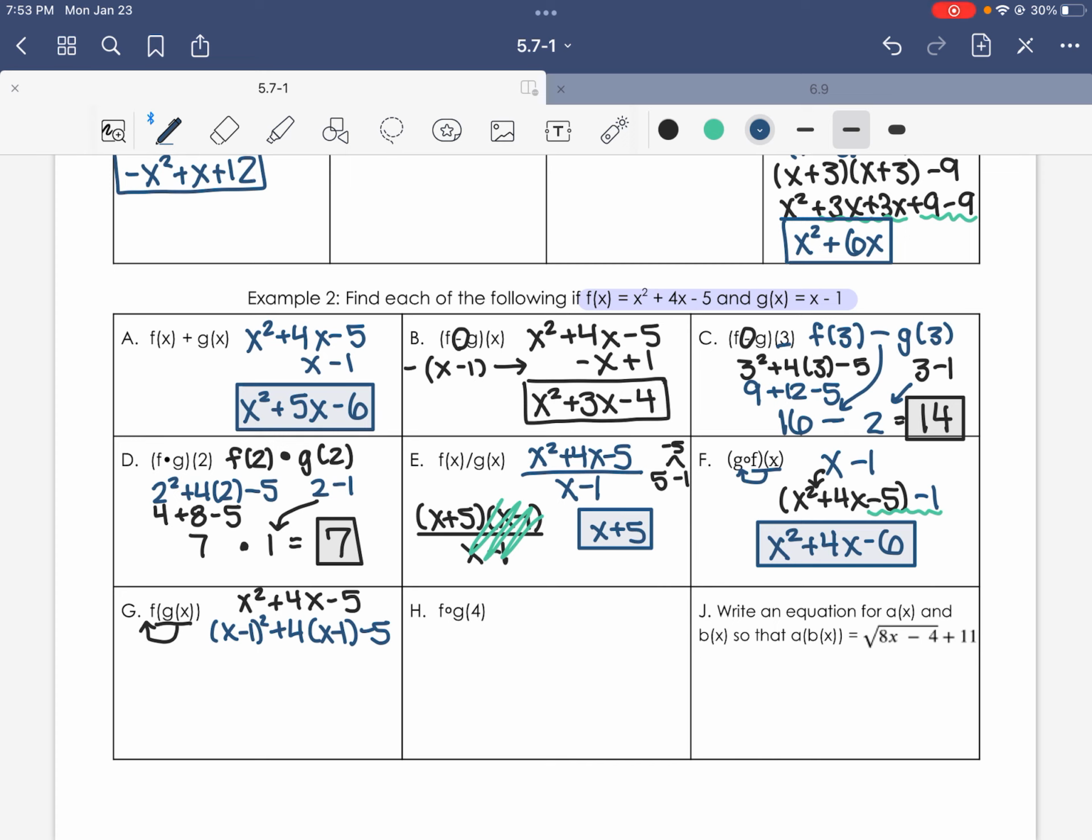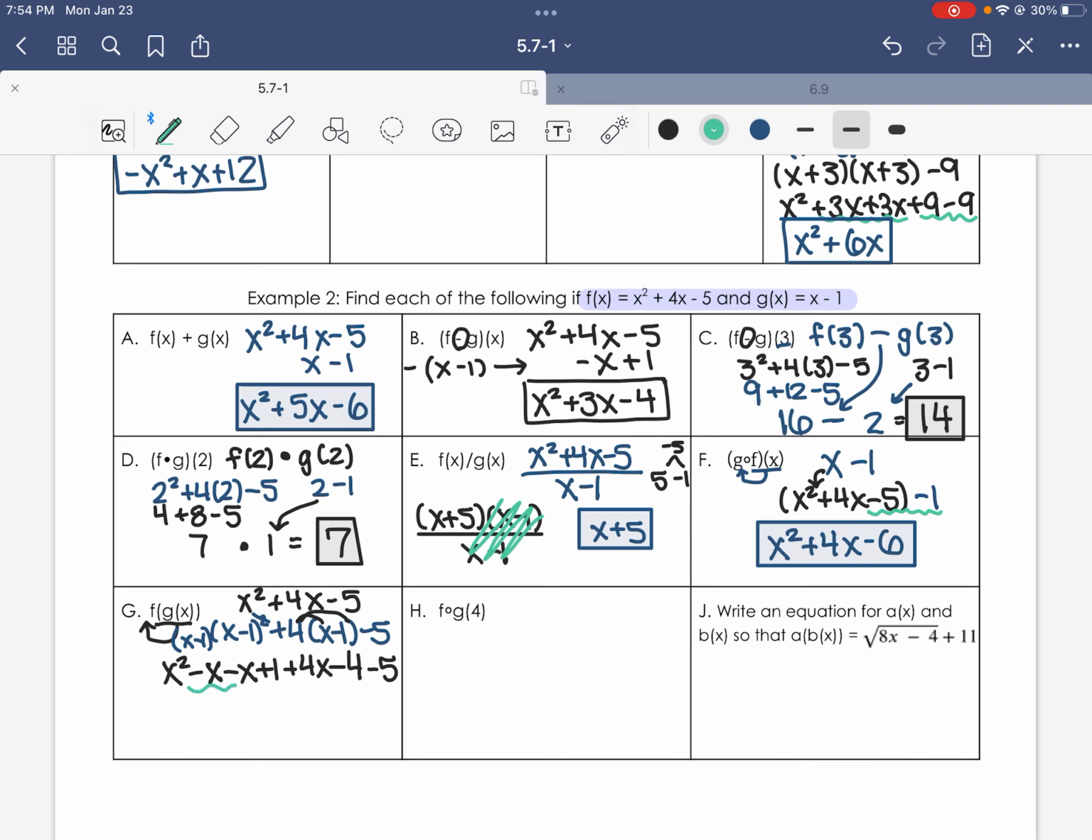But then the x minus 1 squared means you have to do x minus 1 times x minus 1. So x squared minus 1x minus 1x plus 1. And then you take that 4 and multiply it by x, which is 4x. And 4 times negative 1 is negative 4. And then the negative 5 stays. So essentially this one just takes a while to simplify. They're all skills you can do. It's just a little bit annoying.